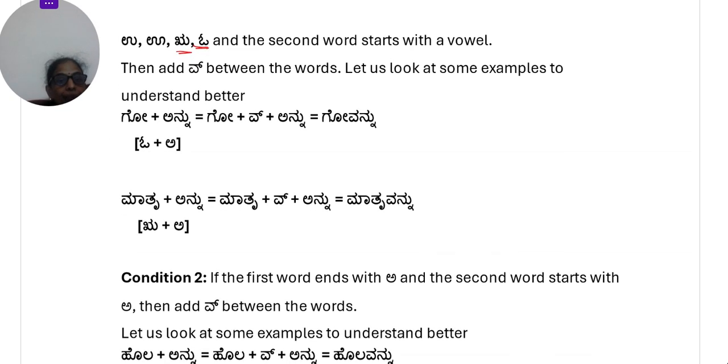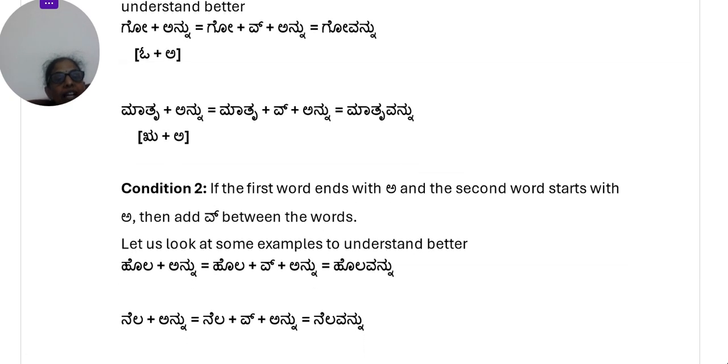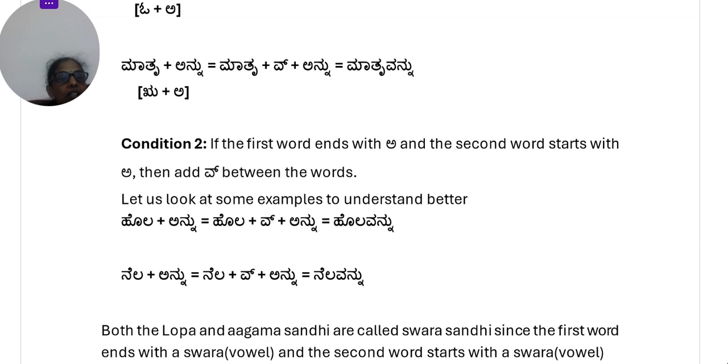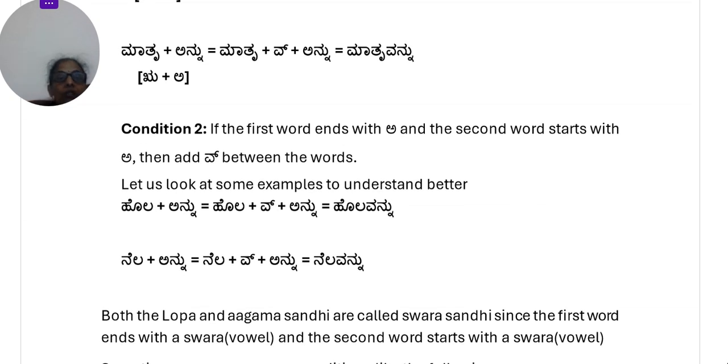Now condition 2. If the first word ends with a and the second word starts with a, then also va will be added in between. If you see here, hola, nela, la, it will end with a, and annu, both are a. So a vowel is coming in here. Holavannu, nelavannu. Okay. So this is the Agama Sandhi.